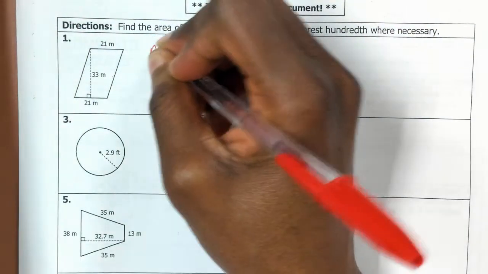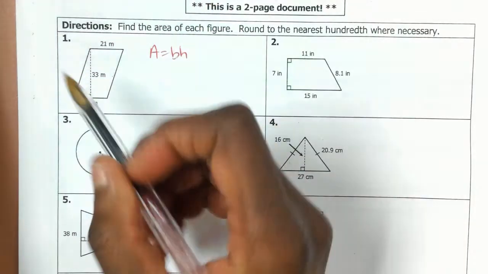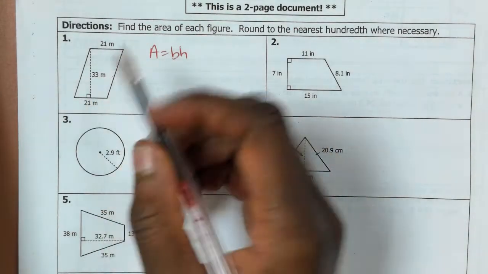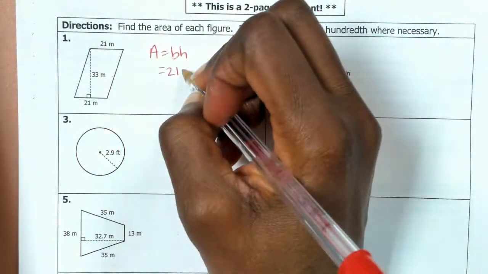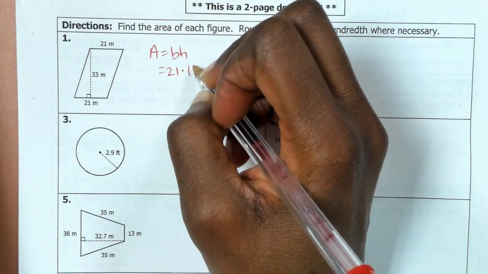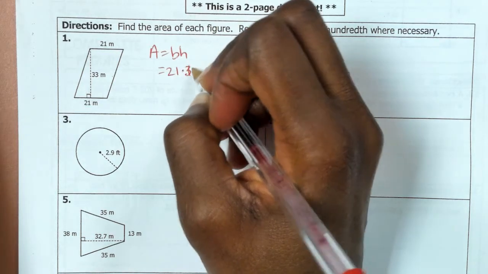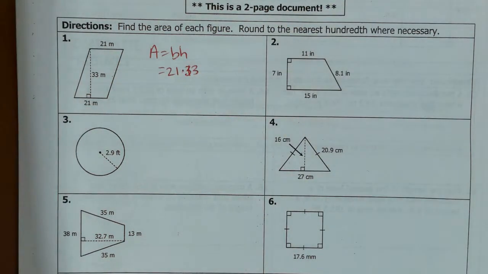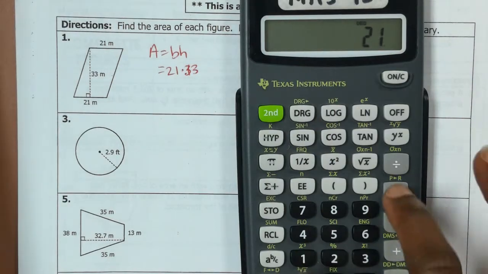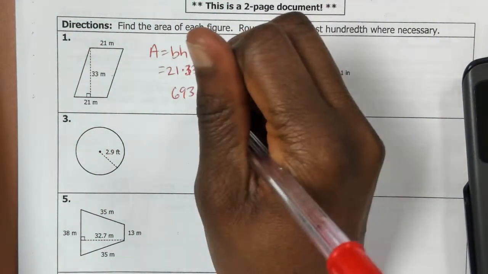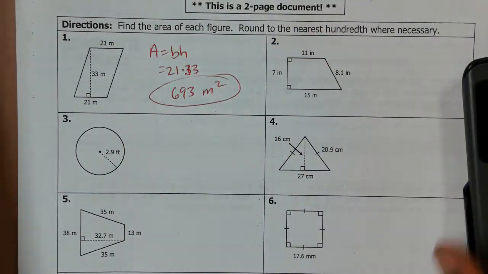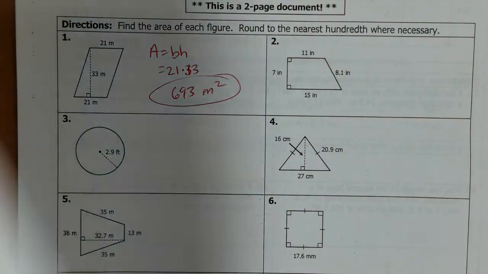So the area of the parallelogram is just BH. The B in this case is the base side, it's 21. And the H is 33, that's how tall it is. So then we would just do 21 times 33, and our answer would be 693. Okay, so a lot of it for the first couple is just recognizing the formulas.